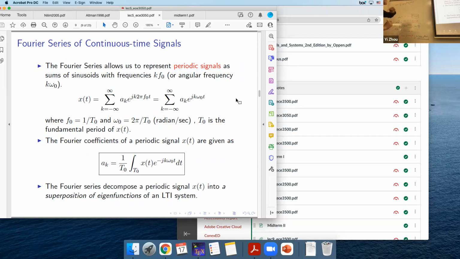And this is very intuitive to understand. This projection, this dot product, is precisely defined as, we call this a_k. It is defined as that integration.